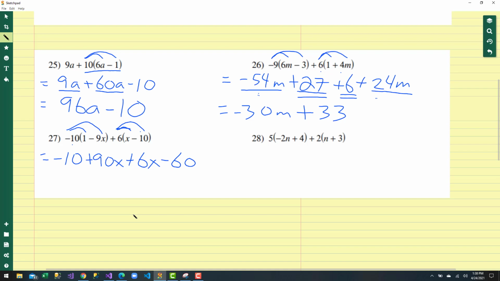All right, now we combine like terms. I see an integer here, integer, x and x. Okay, so let's start with the integers here. We have negative 10 minus 60. When we're adding the same sign, we copy the sign, add the numbers. That's 10 plus 60 is 70. Same with the variables. 90 plus 6, that's a positive 96. And just keep the x. So there's my final answer.